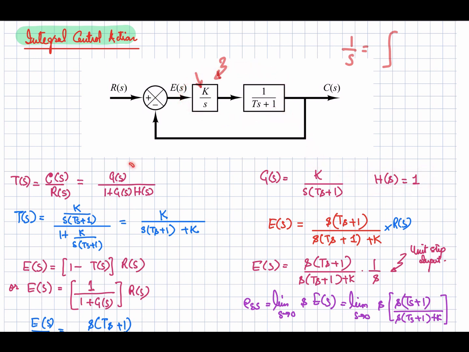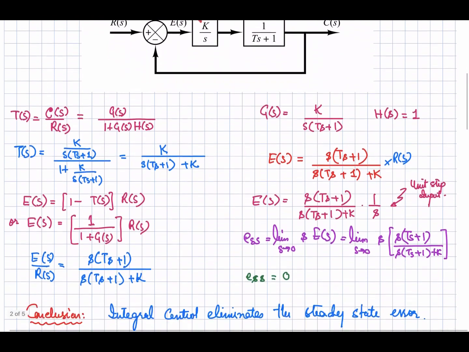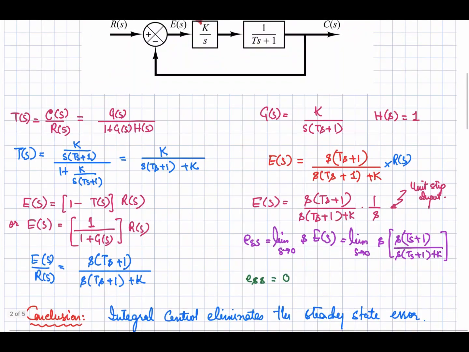Okay, so now using this expression and calculating the closed loop transfer function, so just replace this G(s) and this one over here, and simplifying you will get this one as the closed loop transfer function, that is C(s) over R(s). Okay, so now we know that the error signal is given by either this equation or this equation.